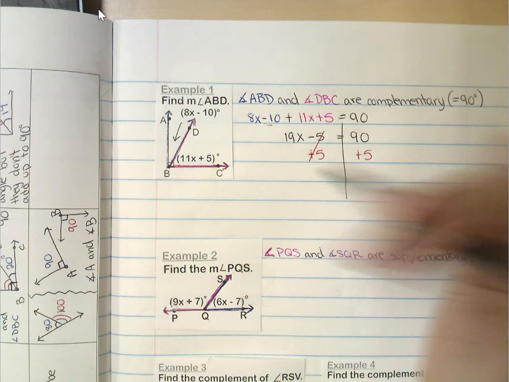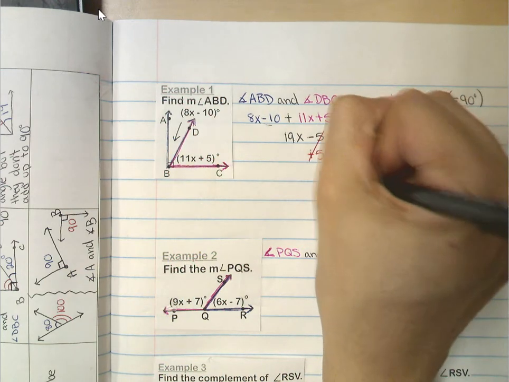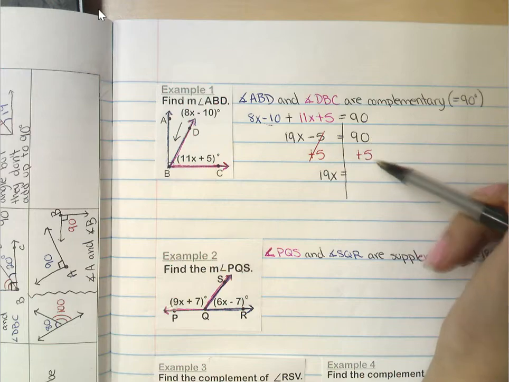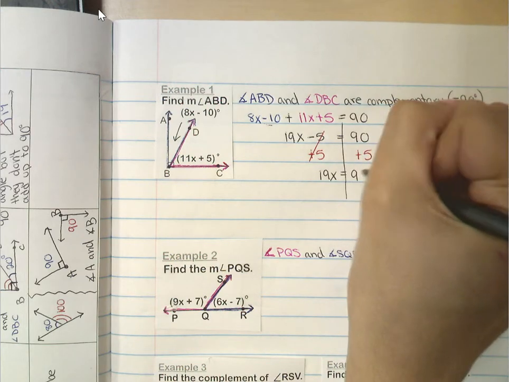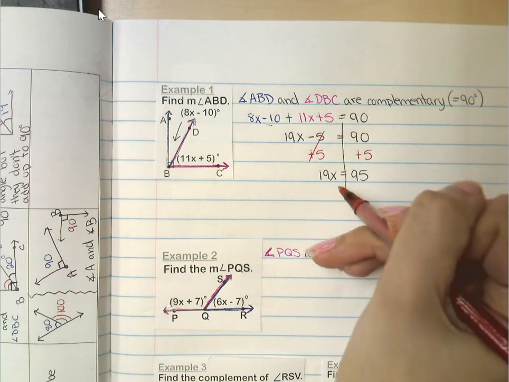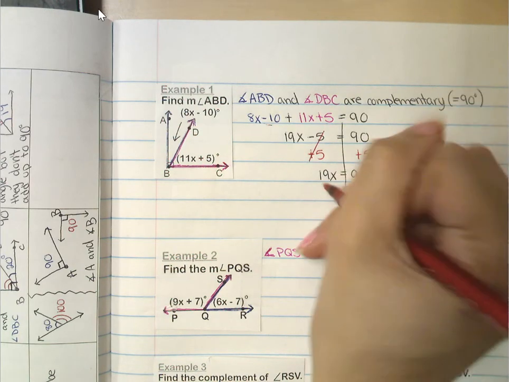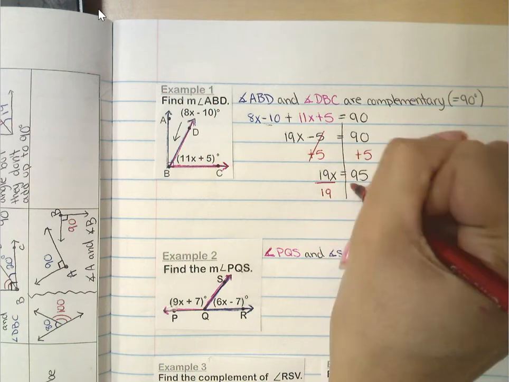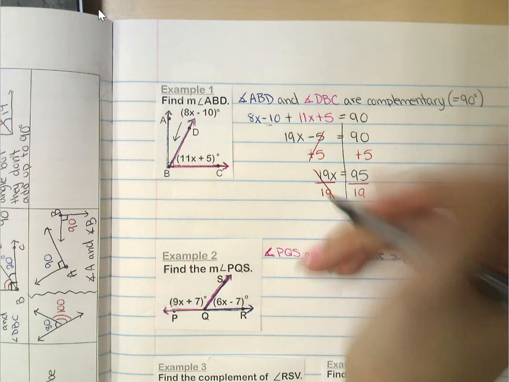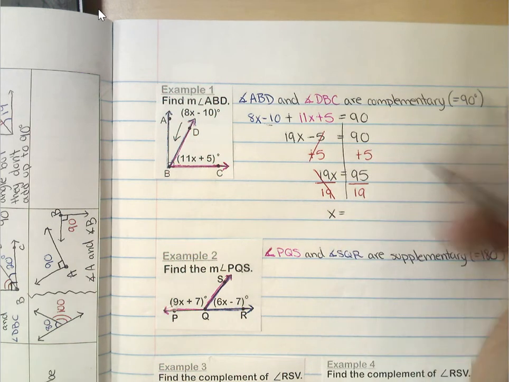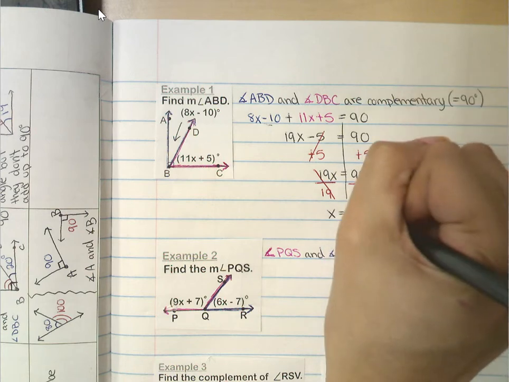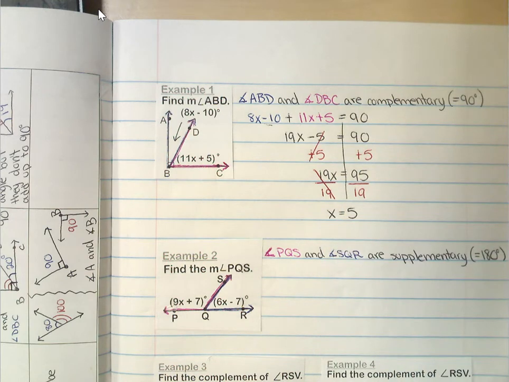That cancels it out on the left side, and I'm left with 19x. On the right side, 90 plus 5, that's 95. And then to get rid of the 19, I'm going to divide by 19 on both sides. So 95 divided by 19 gives me 5. So that's my x value.